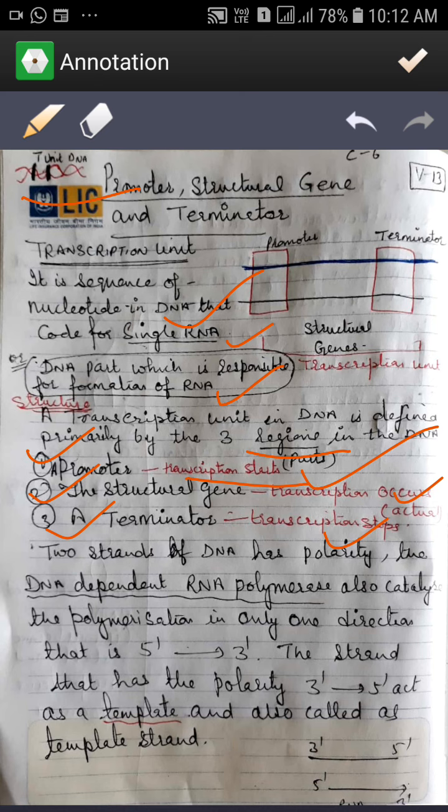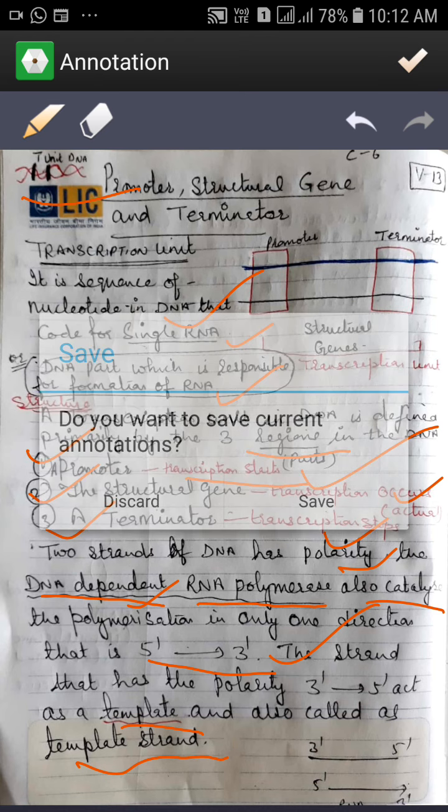So the two strands of DNA have polarity. The DNA dependent RNA polymerase is the enzyme which will help to catalyze the reaction. DNA dependent because it is dependent on DNA, RNA polymerase because it will form RNA. This will catalyze the reaction in the 5' to 3' direction. Now the strand which has polarity 3' to 5' acts as a template and is also known as the template strand.